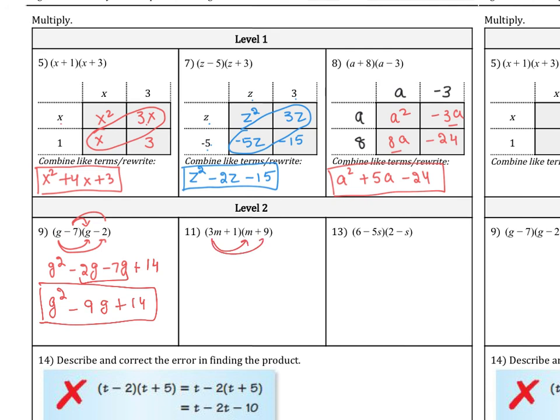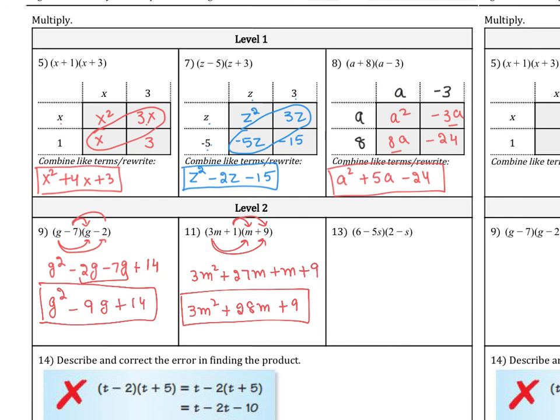Again, we are going to do the FOIL method. 3m times m is 3m squared. 3m times 9 would be 27m. 1 times m is m, and 1 times 9 is 9. Combine the like terms, so you're going to get 3m squared plus 28m plus 9, and that's going to be your answer.